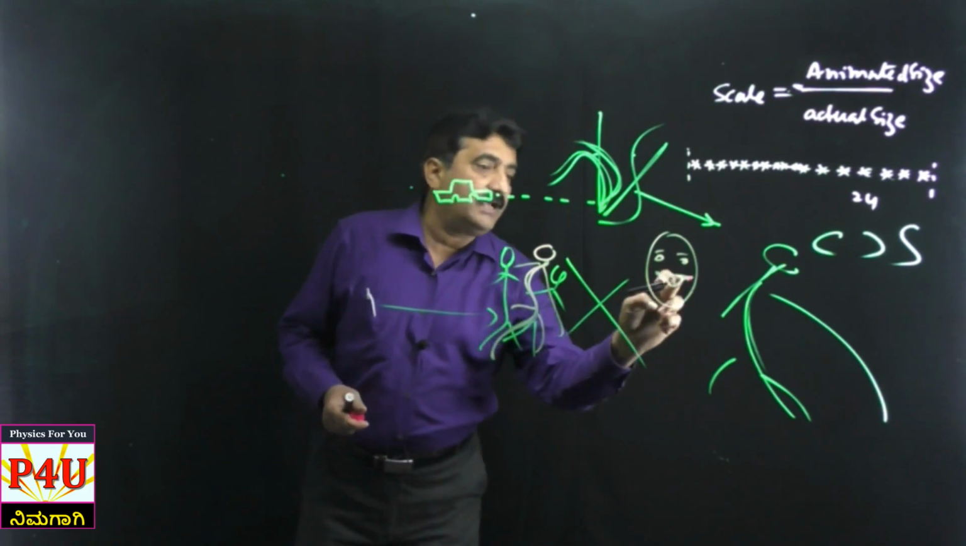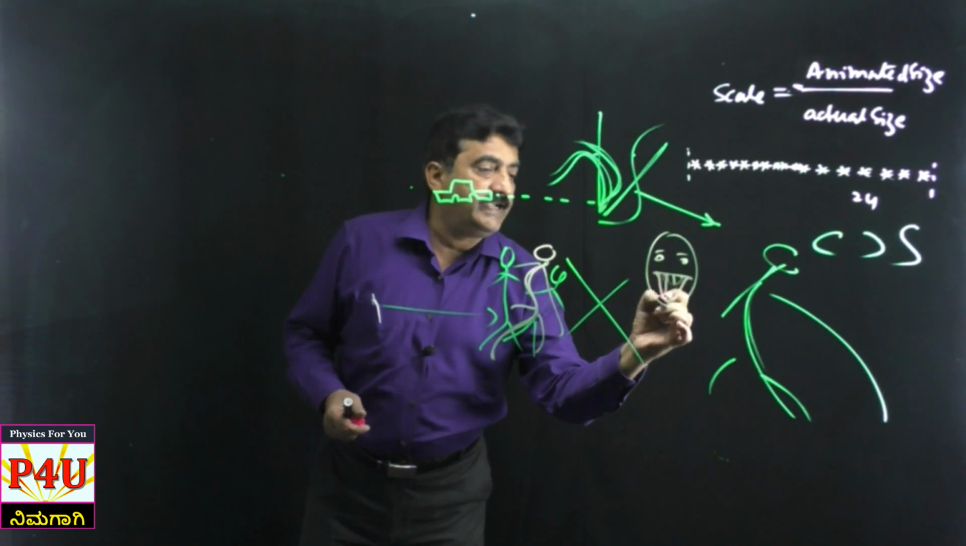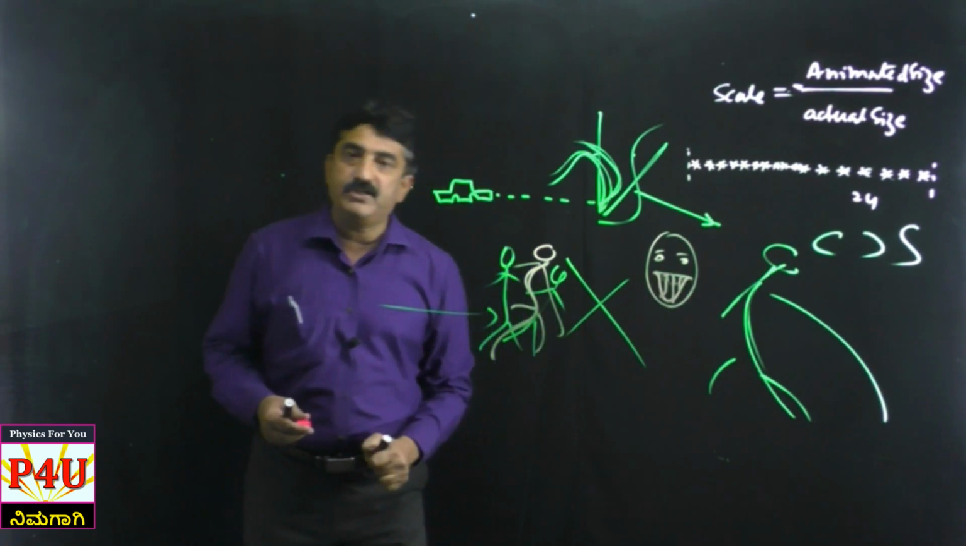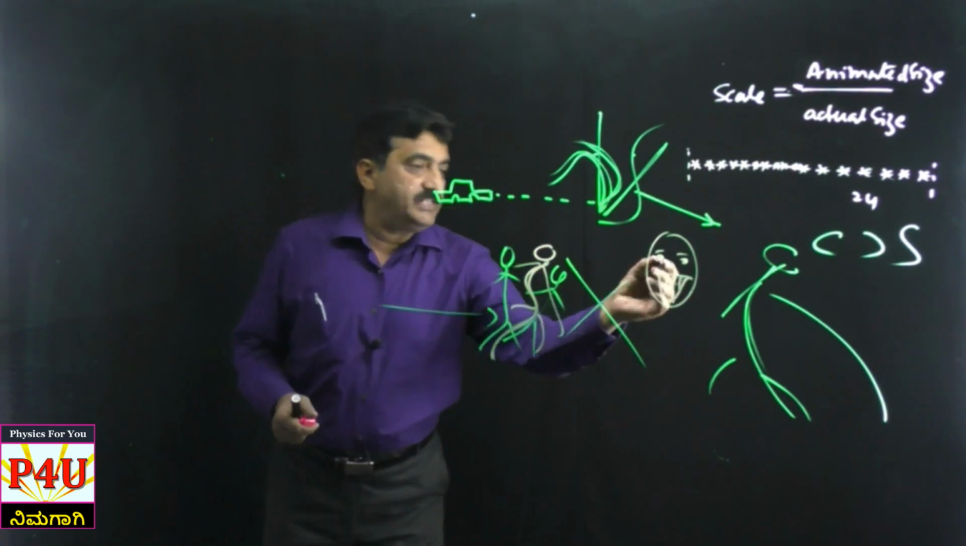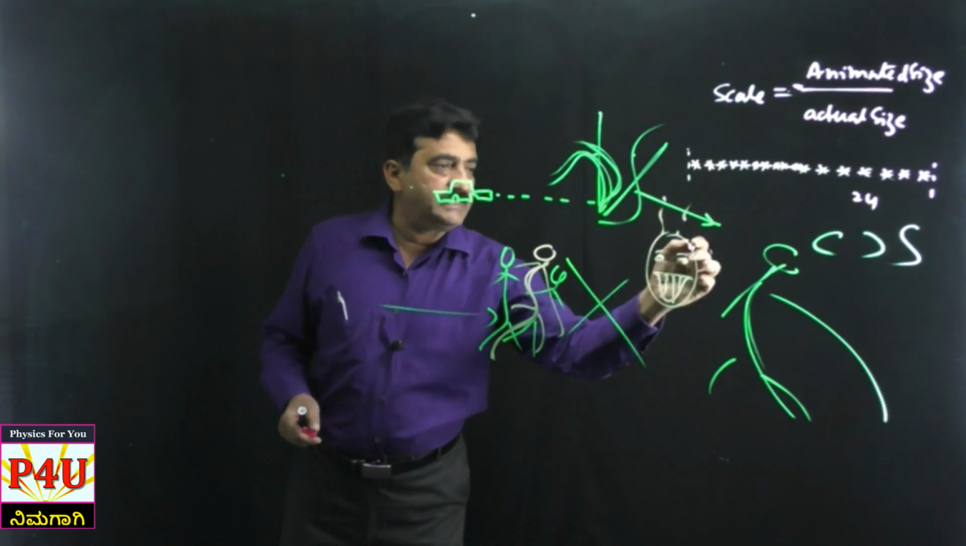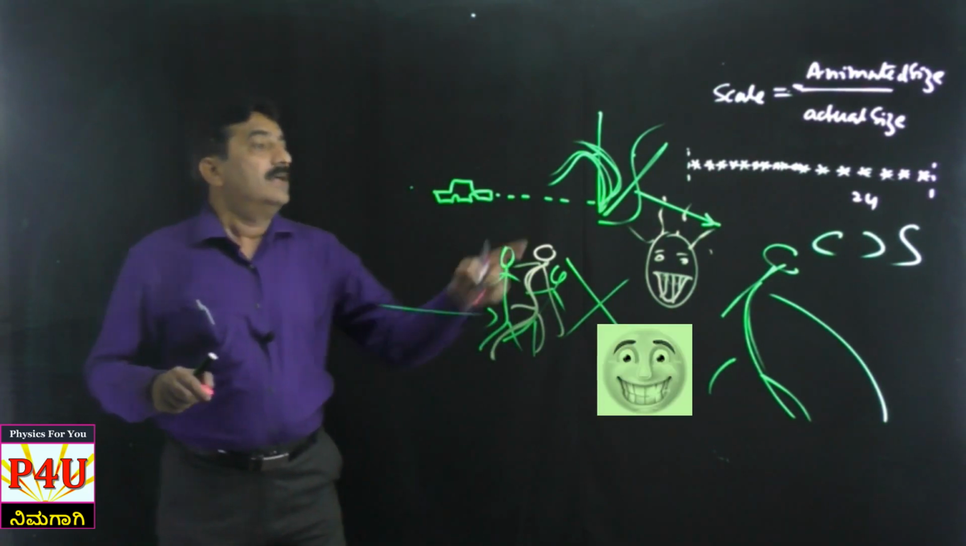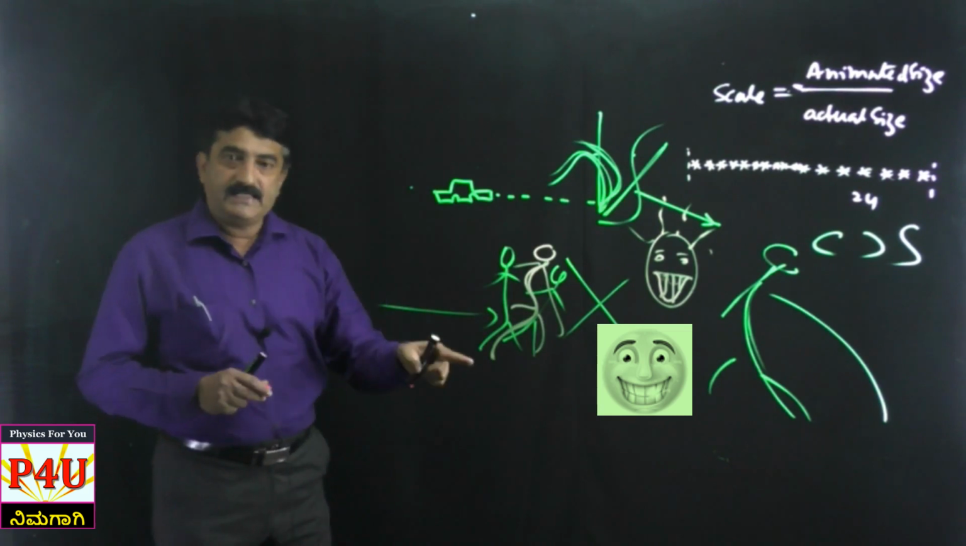Suppose you want to exaggerate it, what do you have to do? You have to do it like this, right? This is the exaggerated effect. You change the shape of the eye, or you change the shape of the ear, or you raise the hairs. All these things will give an exaggerated effect. Okay. So like that, line of action is also an exaggerated effect.